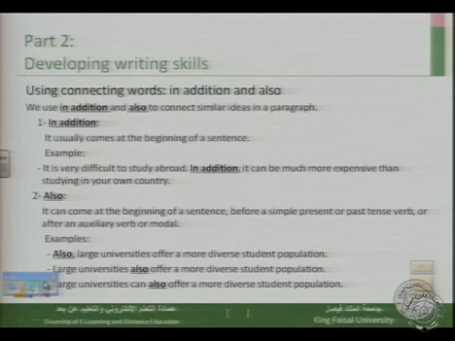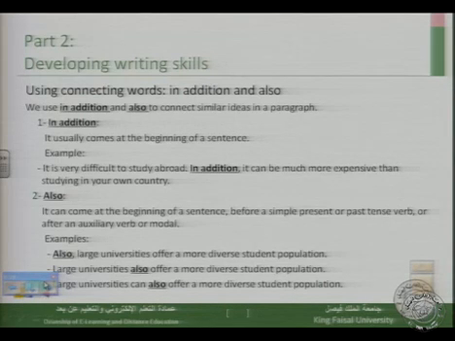Also, number 2, the connecting word also. It can come at the beginning of a sentence, before a simple present or past tense verb, or after an auxiliary verb or modal. So here we are going to see 3 examples. The first example we will see also coming at the beginning of a sentence, and the second example we will see also coming before a simple present or a past tense verb, and in the third example we will see also coming after an auxiliary verb or a modal.